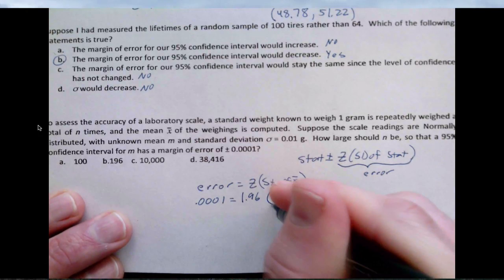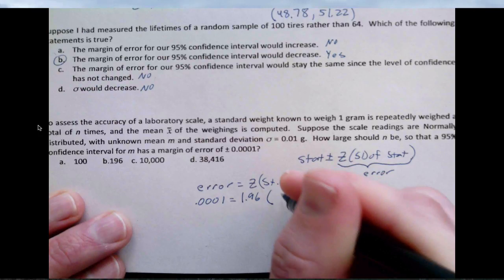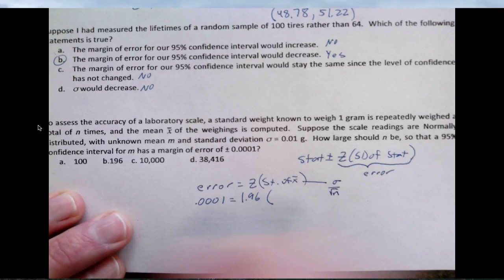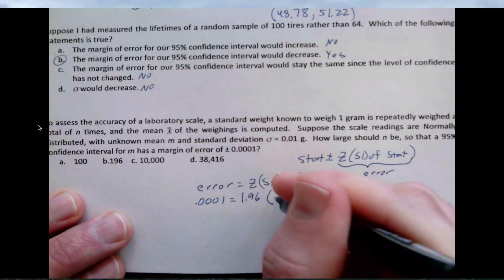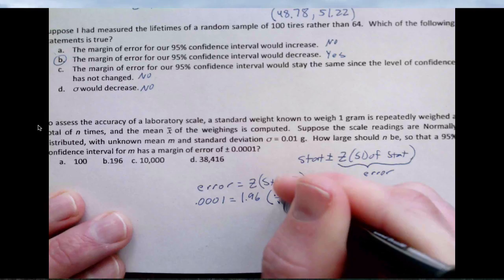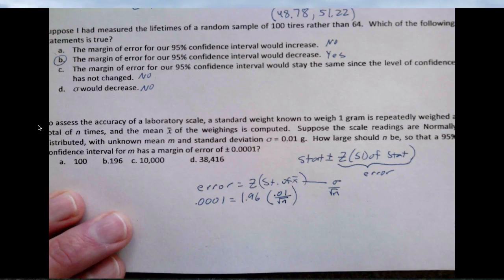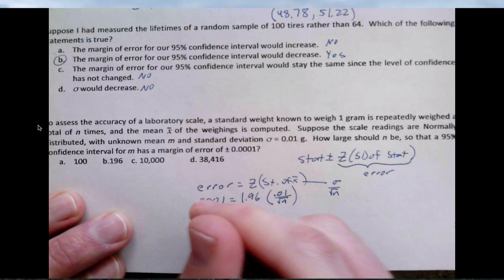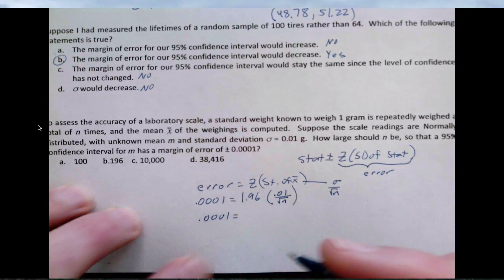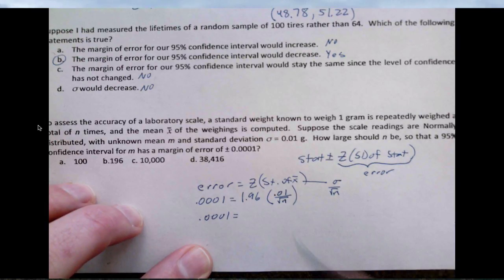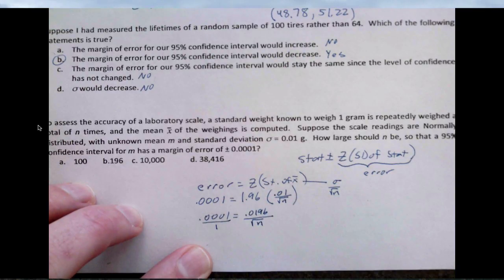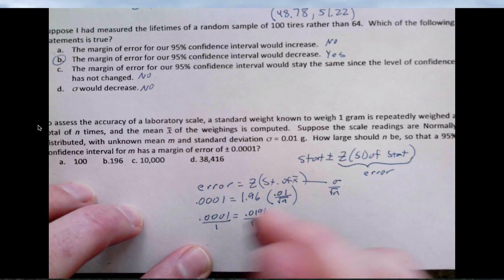Okay, now the standard deviation of x bar is the standard deviation divided by the square root of n. Okay, they told us that the standard deviation is 0.01 divided by the square root of n. All right, at this point, I'm just going to multiply these top two together. So 0.0001 equals, and when I multiply that by 0.01, I have 0.0196 over square root of n. Typically, I treat these like a proportion. So I cross multiply and divide.